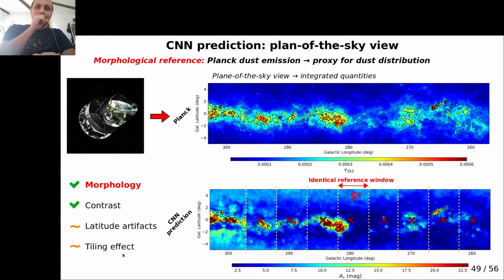But still, we have a few things in our predictions that are not working well yet. We have latitude artifacts, and it is interesting to note that such artifacts can also be observed in other maps that are using the Besançon galaxy model, for example. So it might not only come from the methodology. And we have tiling effects that can be observed when we switch the reference Besançon galaxy model CMD used as input. But we have a lot of ideas to reduce this tiling effect, which in this case truly comes from the methodology itself.